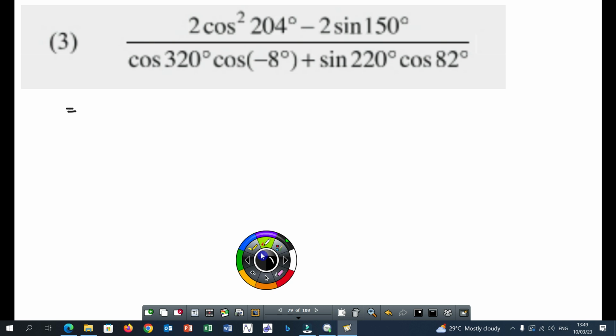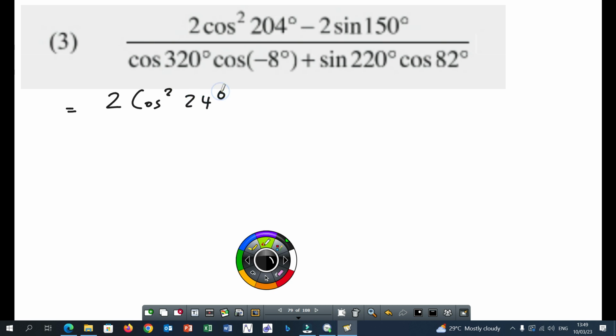For the numerator, I know that sin 150 is a half. If you practice a lot, you should know; sin 150 is a half, you don't need a calculator for that. Then this cos squared 204 is going to give me a positive answer. So I'm going to write 2 cos squared 204 as 180 plus 24 degrees.